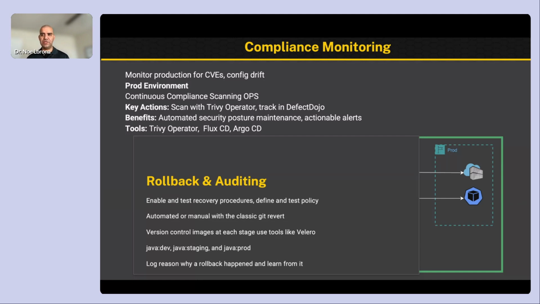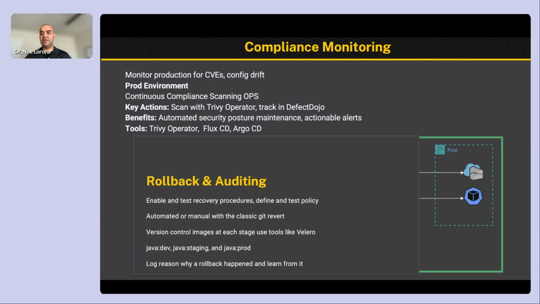Once you have the image in production, the work isn't over. Now we need to have continuous compliance and monitoring. You will continuously scan for new CVEs, monitor any configuration drift, and track performance changes. For example, if an image size changes, it might impact the runtime. Tools like Trivy Operator, Flux, Argo CD, or Grafana can even help to monitor system performance. The benefit here is that you have ongoing security posture, maintenance, and actionable alerts.